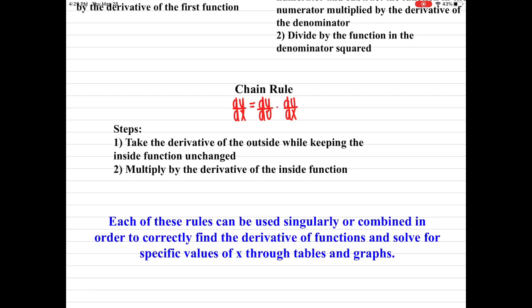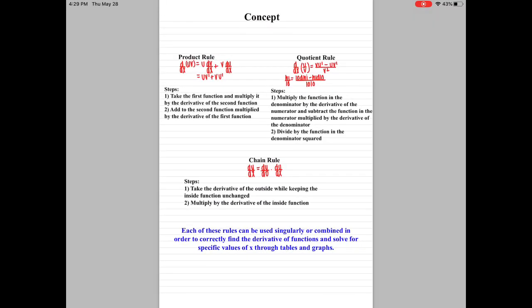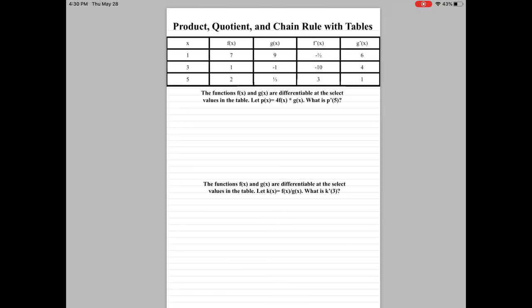Next, we have the chain rule, which is used to find the derivative of the composition of two or more differentiable functions. You take the derivative of the outside while keeping the inside unchanged, and you multiply that by the derivative of the inside function. Each of these rules can be used singularly or combined in order to correctly find the derivative of the functions and solve for specific values of x through tables and graphs. In tables, the values are given, and in graphs, the lines are plotted.